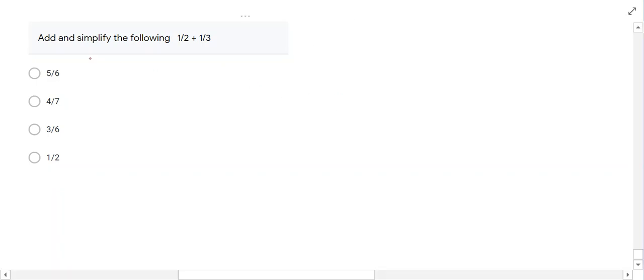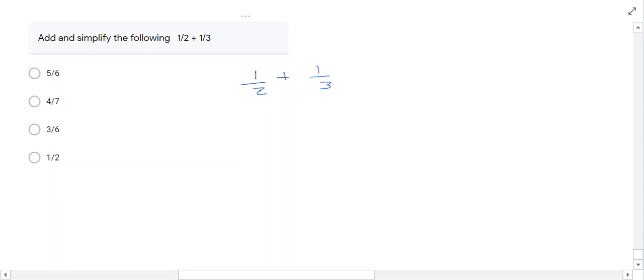So what you've been asked to do is add and simplify the following two fractions. So we have 1 over 2 plus 1 over 3. So the way they are, you can't add them. In order to be able to add fractions, you have to change the denominators so that they're the same.